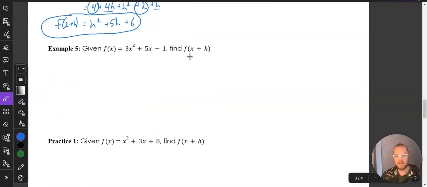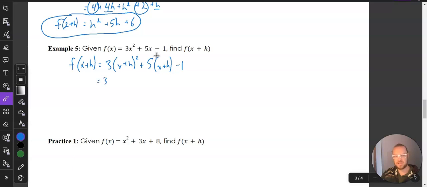All right, so let's do another example here where things get a little bit more complicated because now we've got a full trinomial that we're substituting in that x plus h. You can see that x plus h is definitely important. That's why I keep getting you to practice it. All right, so this is going to be 3 times x plus h squared plus 5 times x plus h minus 1. And then we just need to go ahead and do all of our distributions in that.